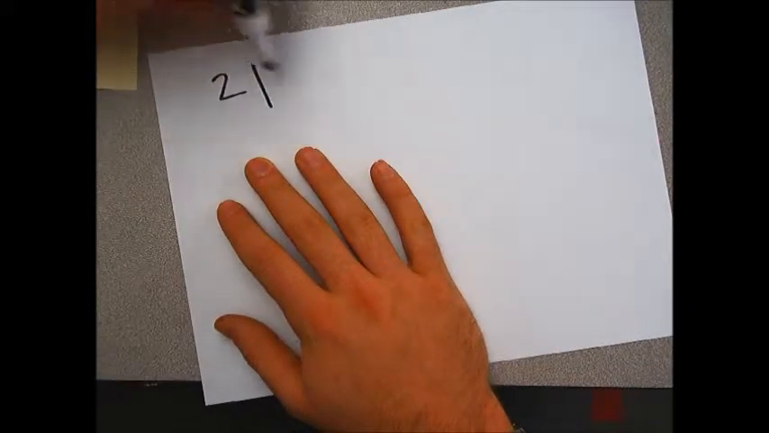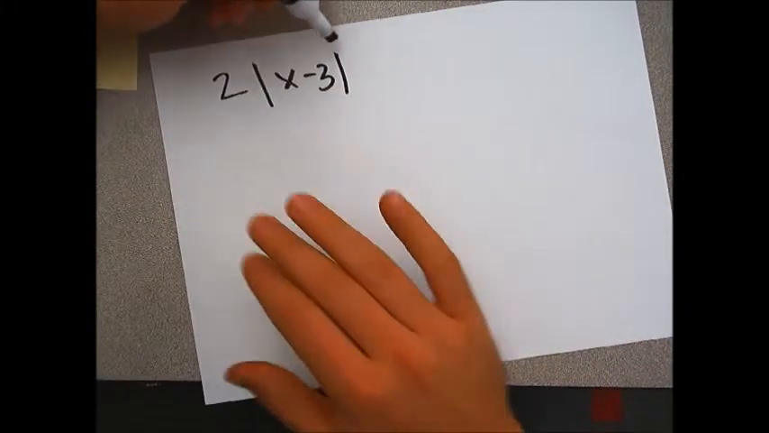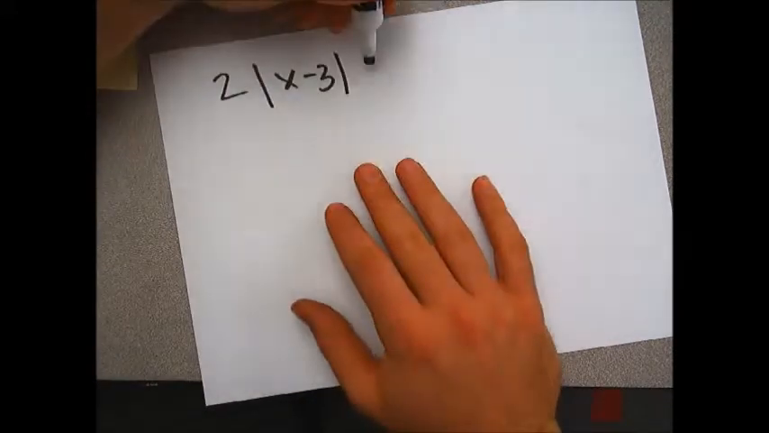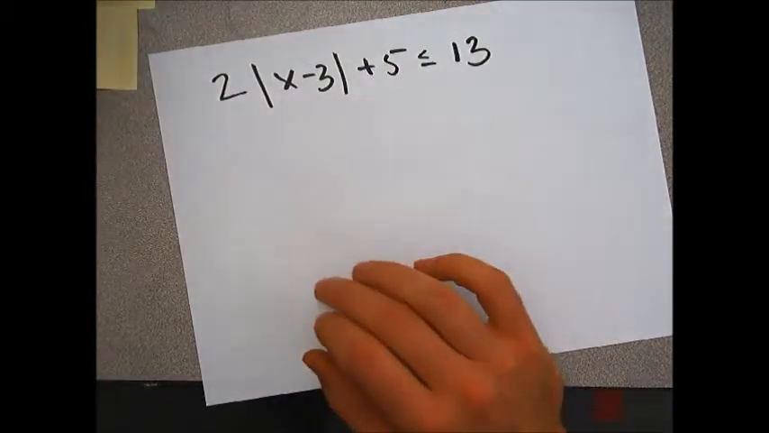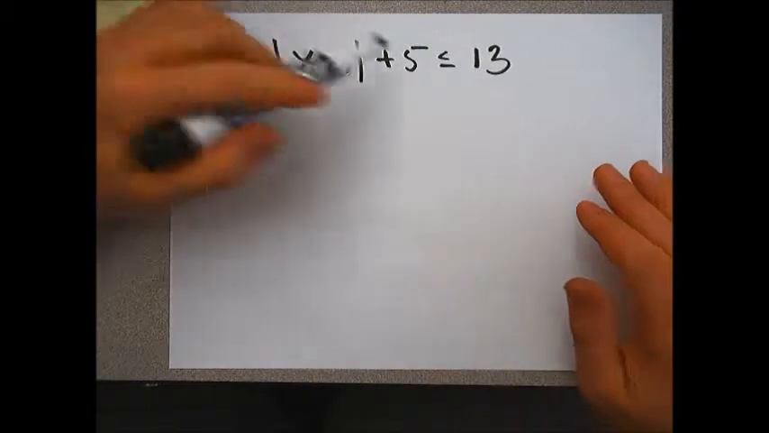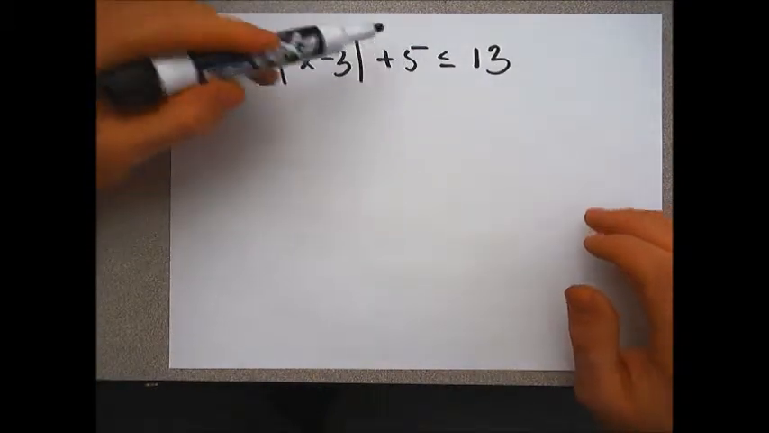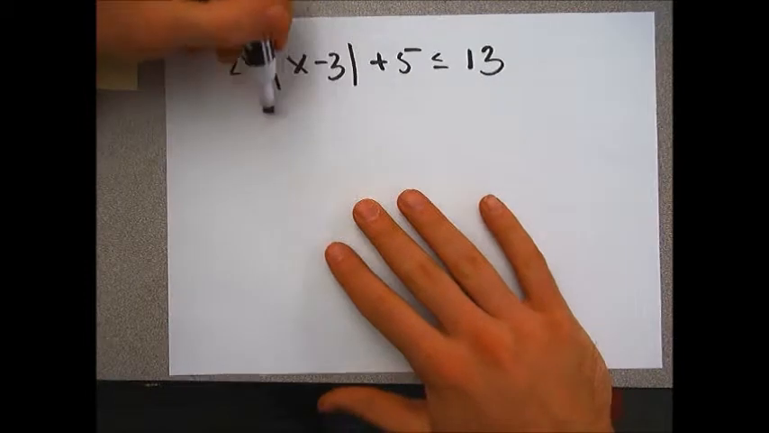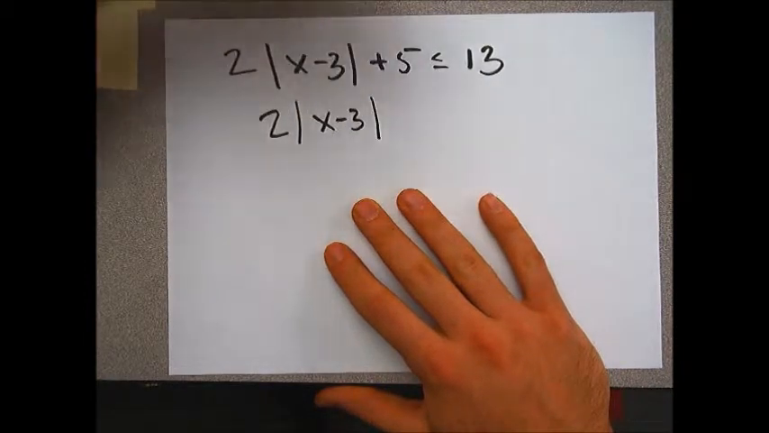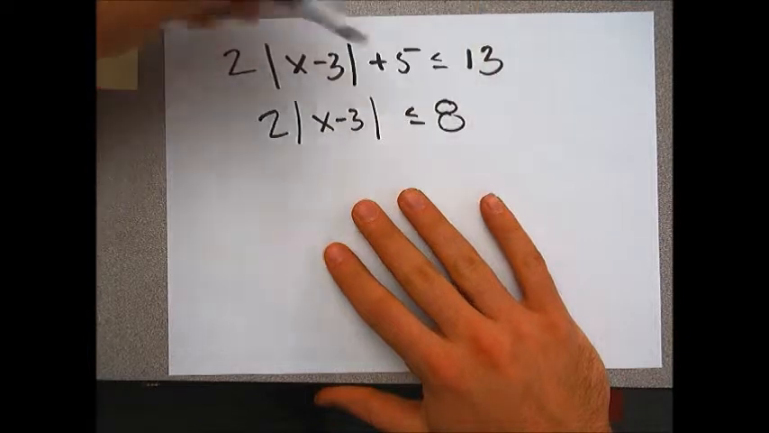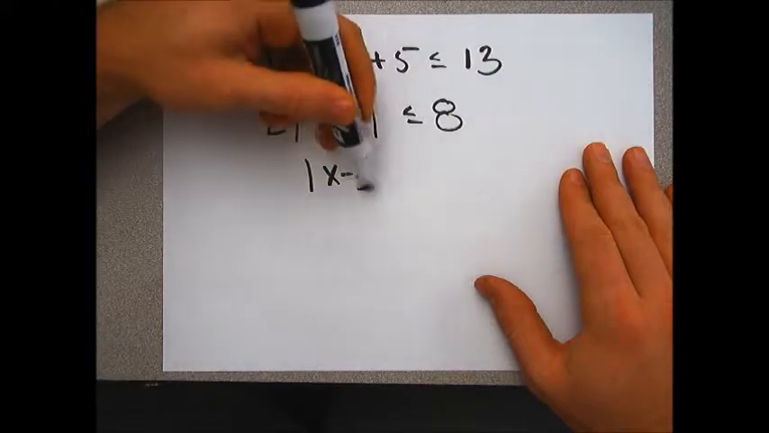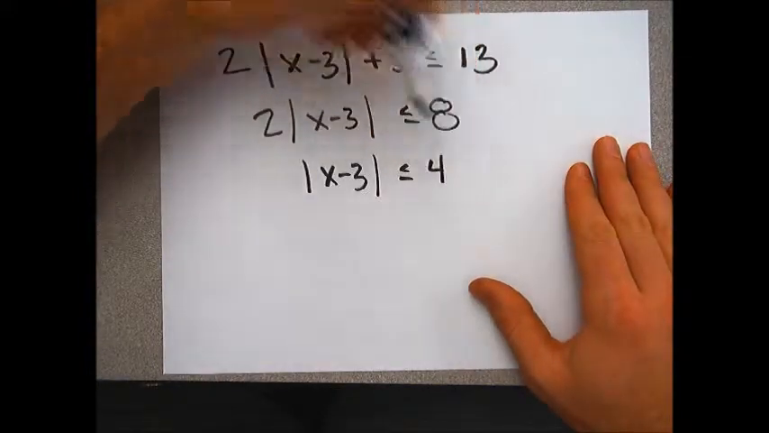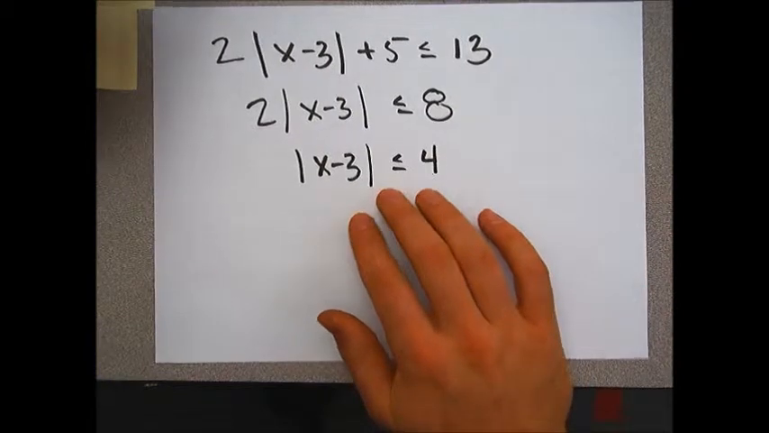Okay, for the next one, we're going to do an absolute value as well. We're going to add a little more to it. So let's say we have 2 times the absolute value of x minus 3 plus 5. Let's make this an inequality now, and say it's less than or equal to 13. Your first step is to get rid of the plus 5. How do you undo an addition of 5? You subtract it from both sides. This gives you 2 times the absolute value of x minus 3 is less than or equal to 8. Next, divide both sides by 2. So the absolute value of x minus 3 is less than or equal to 4. Now you're back to your absolute value being isolated.